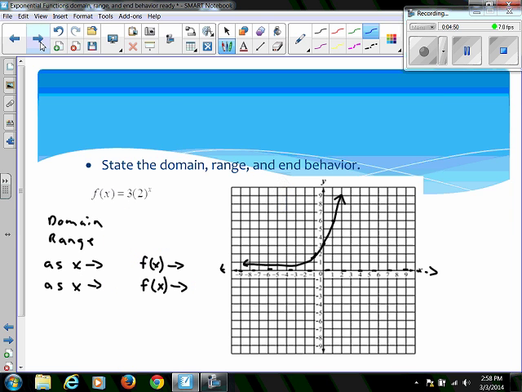Domain, all reals again, goes left and right forever. Range goes down to 0, up to infinity.